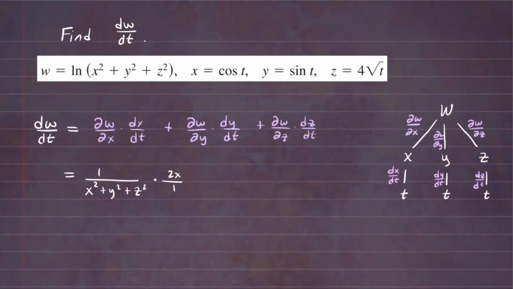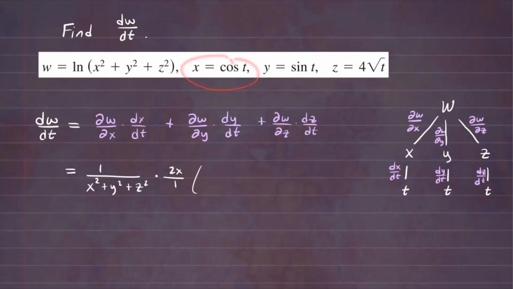So all of that is partial w with respect to x times, now we're going to take the regular derivative of x with respect to t. So that's this one, differentiate that. We're going to get negative sine of t. All right, so that completes our first term right here.